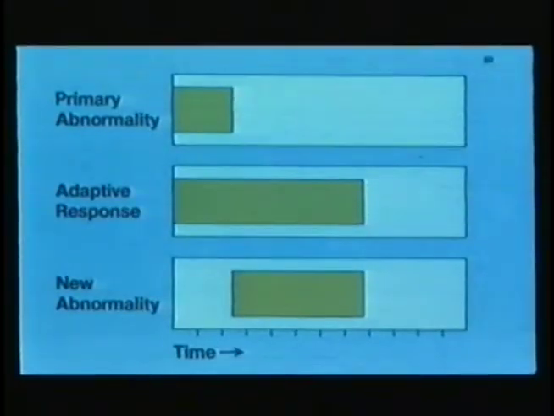60. It should be emphasized that this rapid correction of the primary abnormality may result in temporary development of a new abnormality, related to the different time course required for correction of the adaptive response.